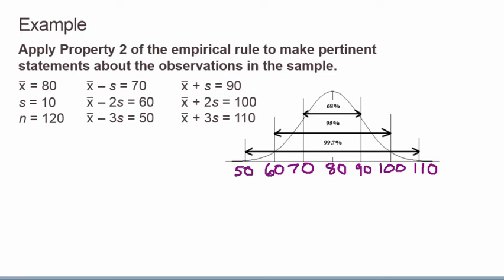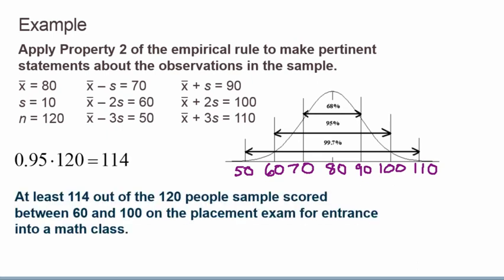Example, apply property 2 of the empirical rule to make pertinent statements about the observations in the sample. So we've carried over the information. We know that 95% of the data lies within 2 standard deviations of the mean, according to property 2. 95% times 120 gives us 114. At least 114 out of the 120 people sampled scored between 60 and 100 on the placement exam for entrance into a math class.